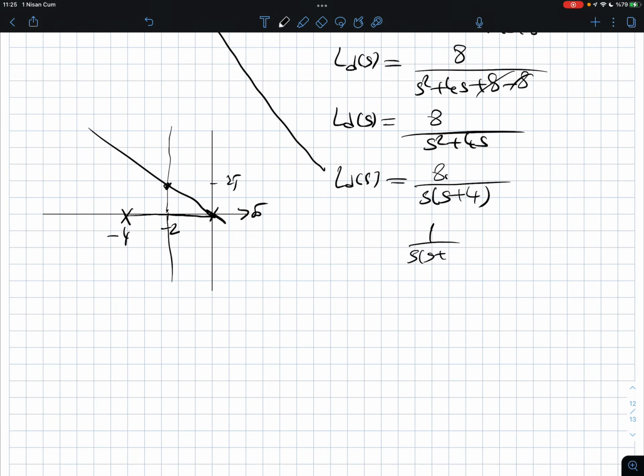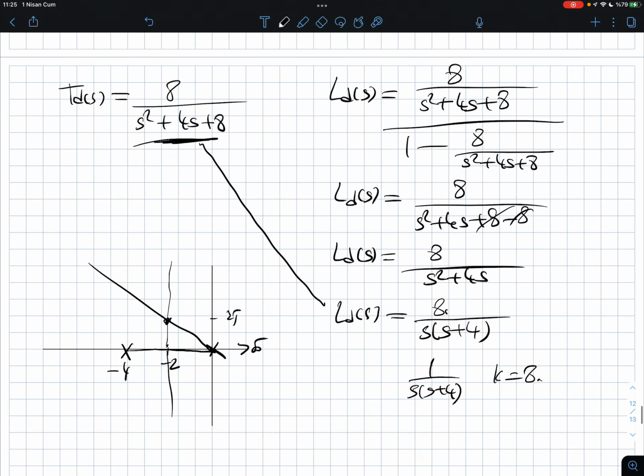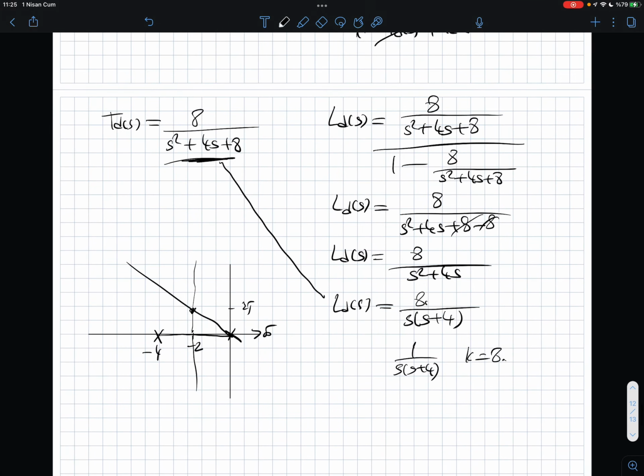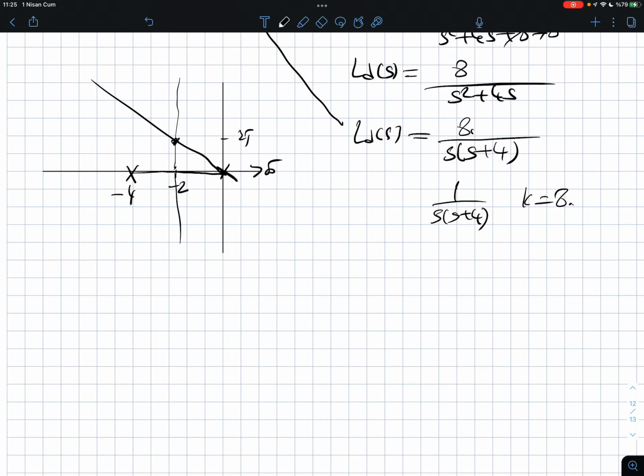If you are plotting the root locus, you might plot 1 over s plus 4. And if you choose the P-type controller 8, then you'll end up in the closed loop TF as 8 divided by s squared plus 4s plus 8. So in terms of pole zero cancellation, what the controller does is it gets rid of all the poles and zeros of the open loop and then places one pole at the origin and one pole at minus 4, and chooses the gain 8 in order to end up in your closed loop desired transfer function.